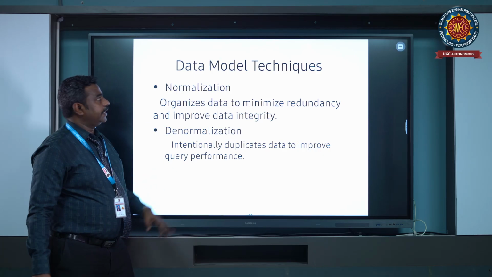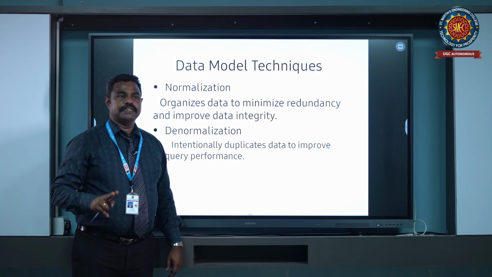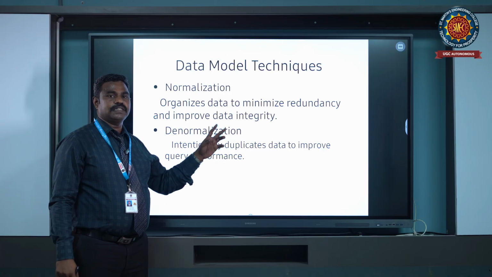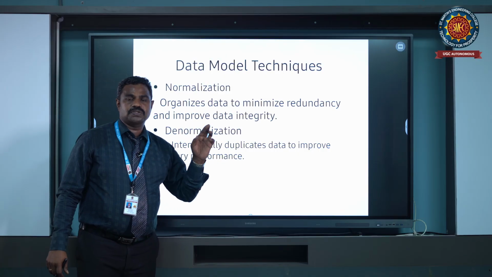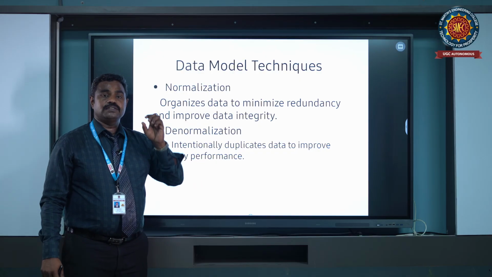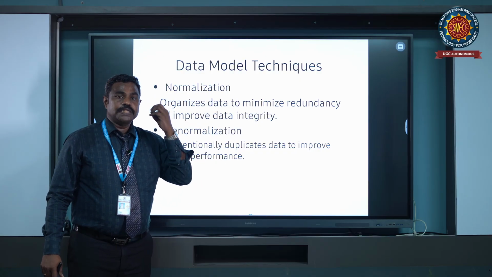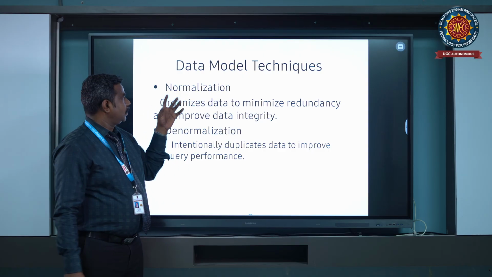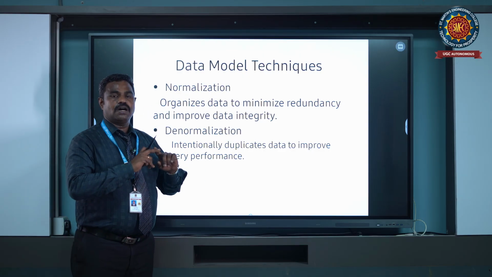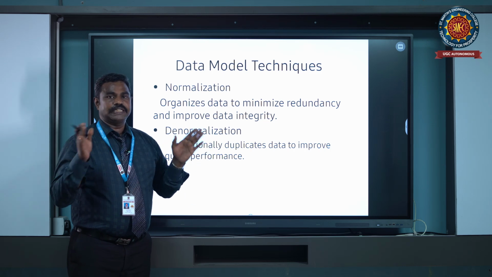Then next one, data model techniques. There are 2 techniques in data model. First one, normalization. Second one, denormalization. Okay, normalization is to minimize data redundancy. What is redundancy? To avoid duplicate data. In normalization, large tables are divided into smaller tables.